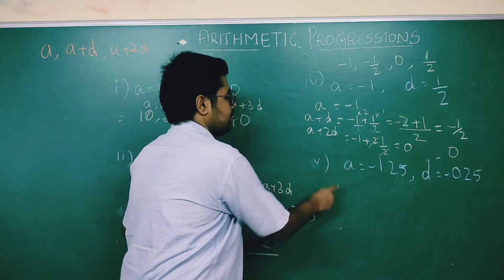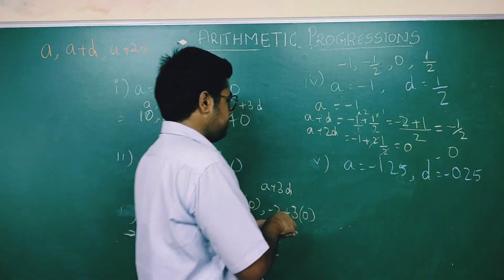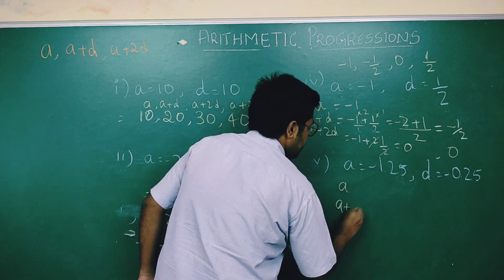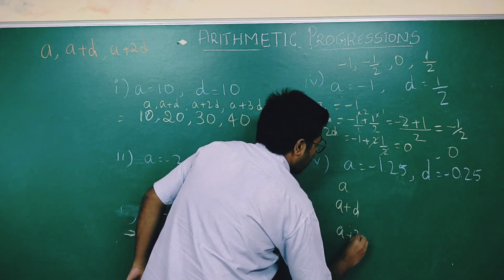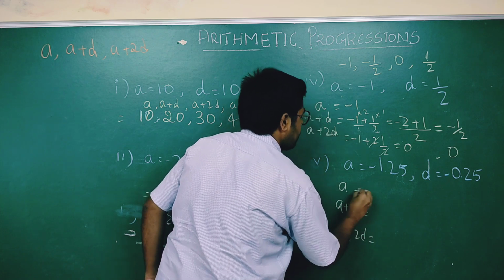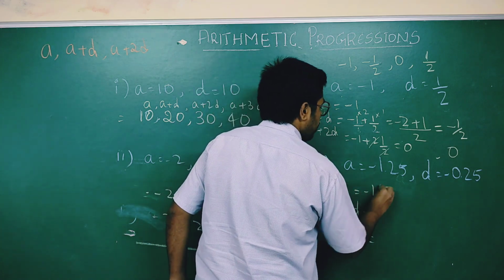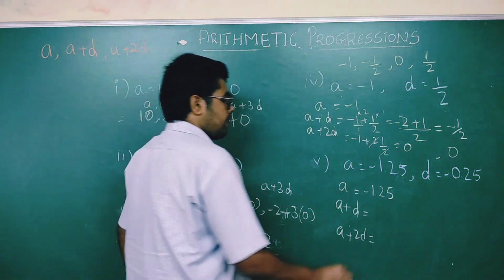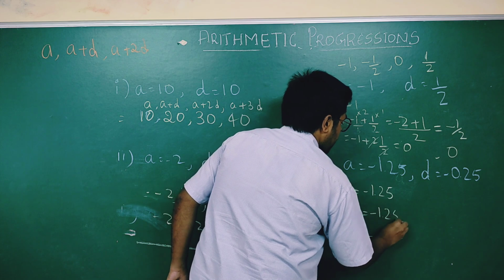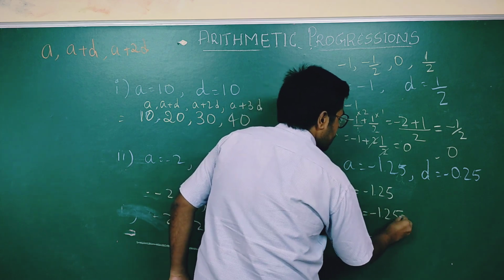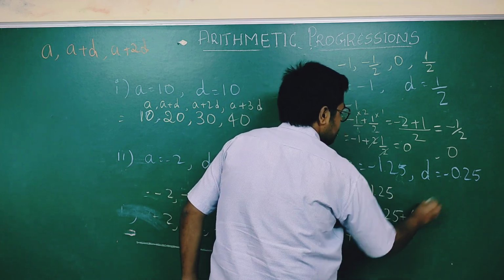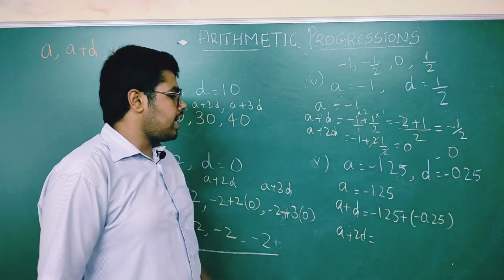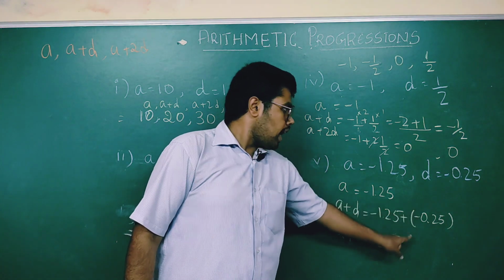The last problem is here. So if you solve this problem, I'll write here A, A plus D, A plus 2D. I'll just solve three numbers. You can solve one more. What is A? It is minus 1.25. A plus D: minus 1.25 plus, let me put D again in the bracket, it is minus 0.25. Don't forget this. In the formula it is A plus D, and I'll put the D in the bracket.